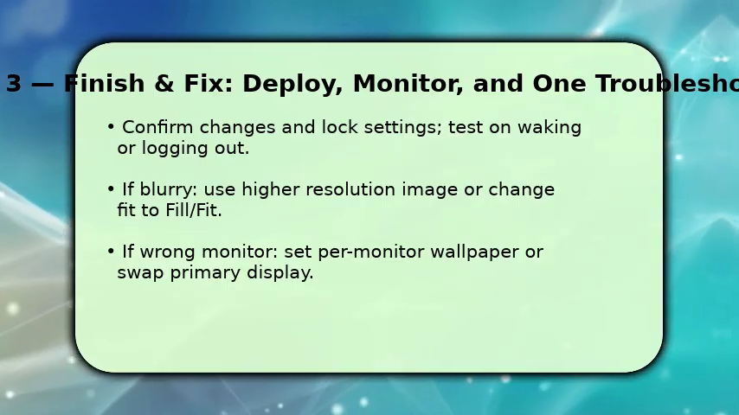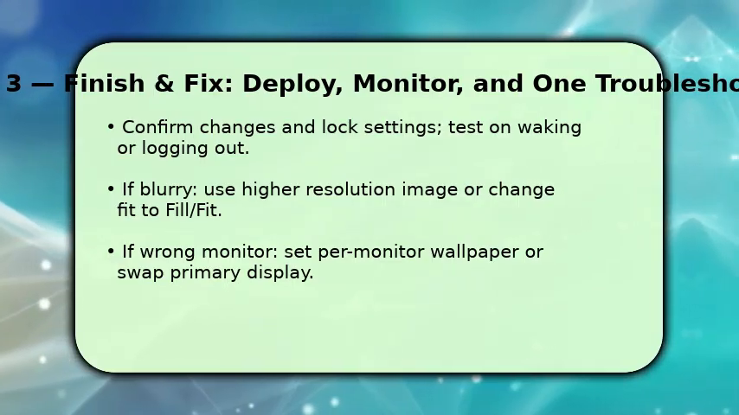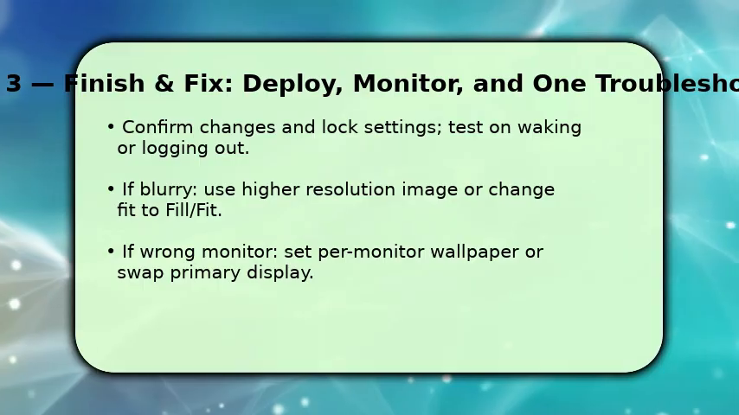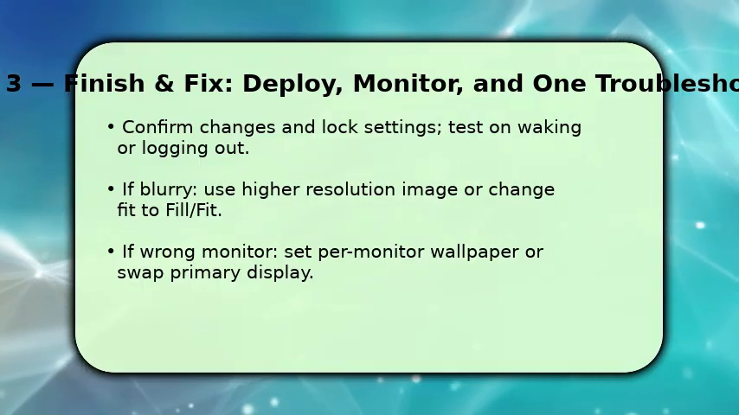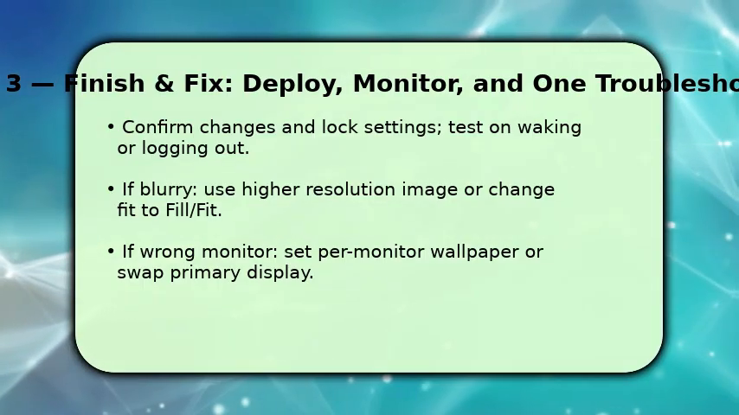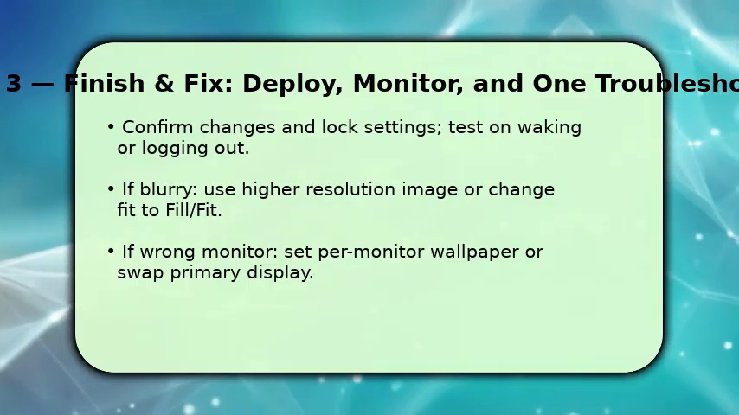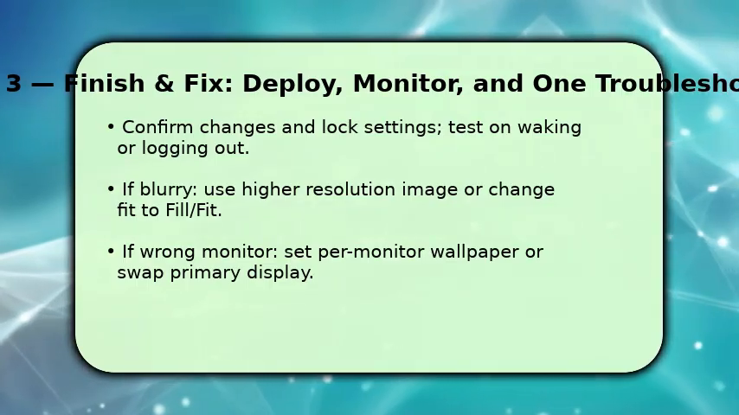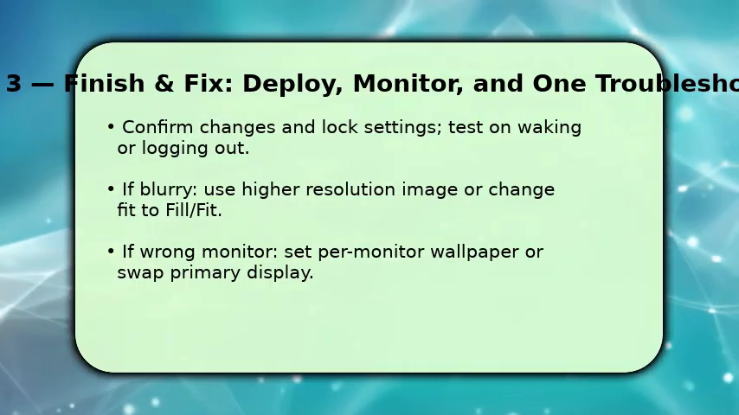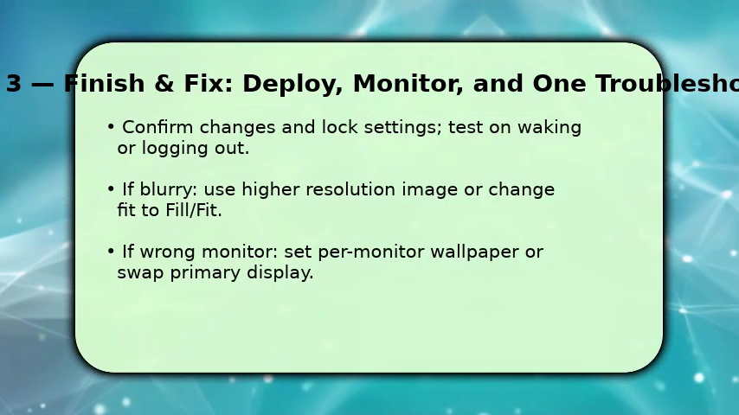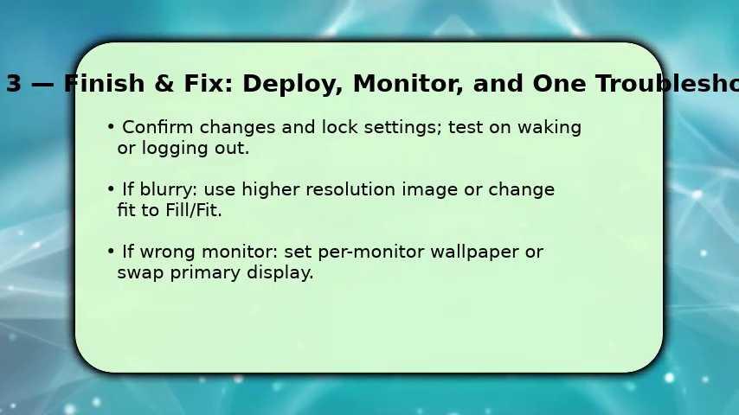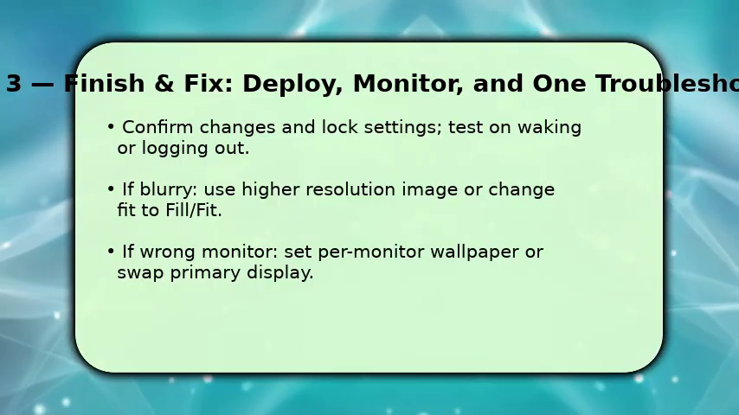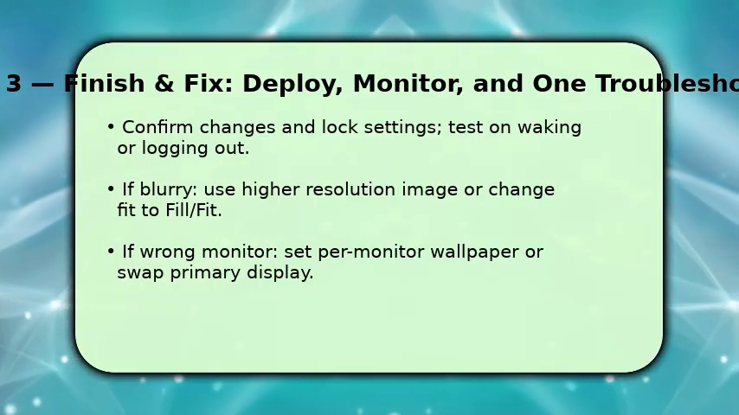If the image looks blurry, use a higher resolution file or switch the fit to fill or fit to preserve sharpness. If the wallpaper appeared on the wrong screen, make your desired monitor primary or use per monitor wallpaper settings so each display keeps its own background. One key troubleshooting tip: if settings revert, check for third-party apps that manage wallpapers and disable them before retrying.